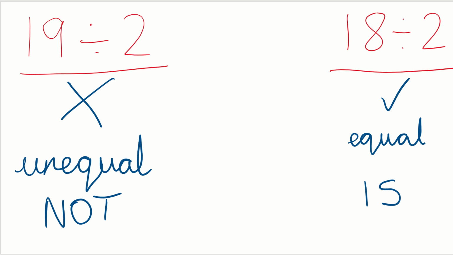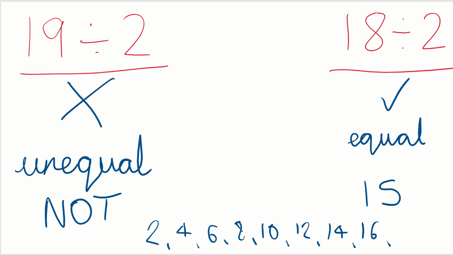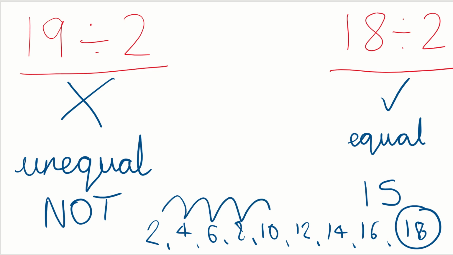I'd say 18 if I was counting up in 2s. 2, 4, 6, 8, 10, 12, 14, 16, 18. There we go. So that must give us equal groups of 2, because we're adding on 2 each time, aren't we? Okay.